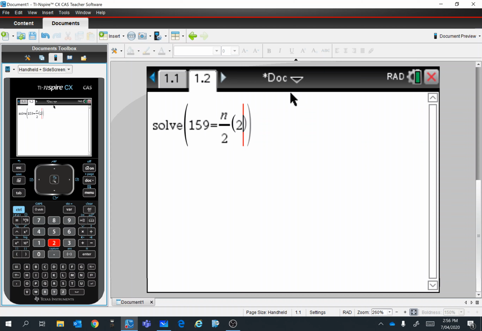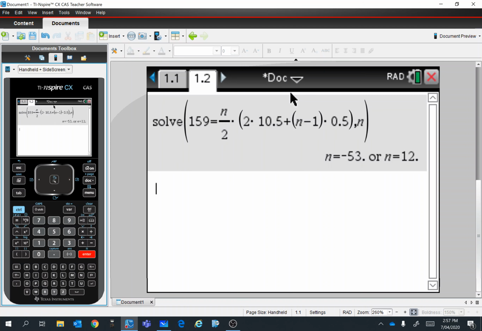Okay, so over here we've got 2 by 10.5 plus bracket n take 1, and then we multiply that by 0.5. Now what we want to do is go across one more and we want to tell the calculator to solve for n, give us the value of n. So that's what we're going to enter into the calculator. So if we push enter now, it tells us that n is equal to negative 53 or 12.